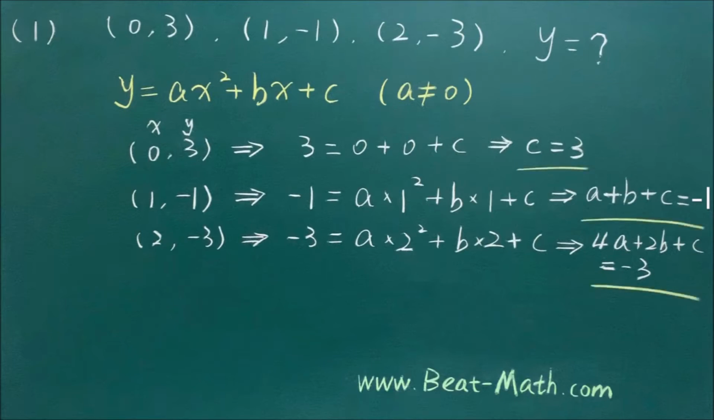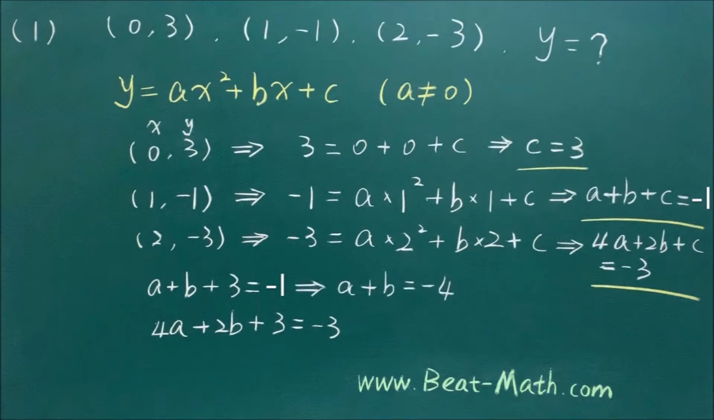Now we get the following equation system. c equals 3, a plus b plus c equals -1, 4a plus 2b plus c equals -3. Next we plug c equals 3 into the other 2 equations and get a plus b plus 3 equals -1 and 4a plus 2b plus 3 equals -3. These equations can be simplified into a plus b equals -4 and 4a plus 2b equals -6.